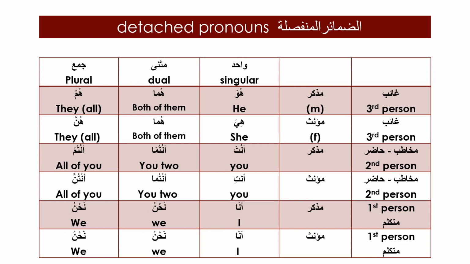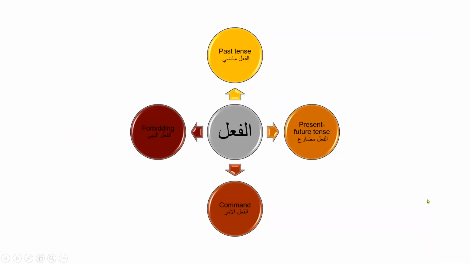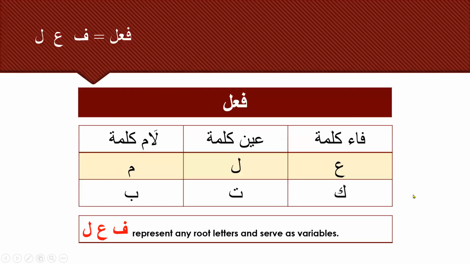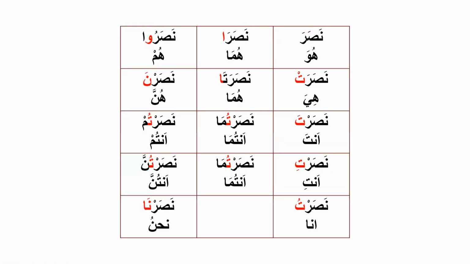Now let's see how we can apply this pronoun chart to our family one, right? To conjugate different verb patterns. Okay, just a quick revision for the fi'l, how many types it has: fi'l madi, fi'l mudari', fi'l amr and fi'l nahi. And we are going to start with fi'l madi for now, inshallah.